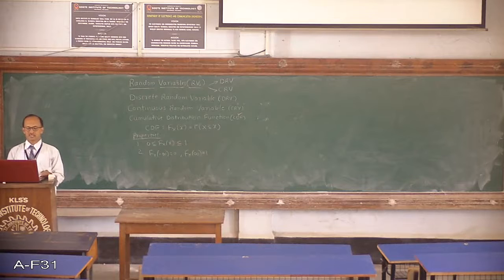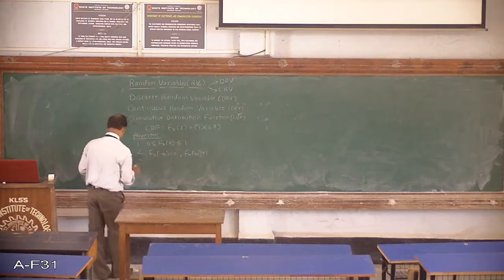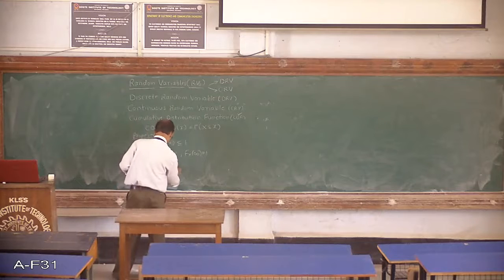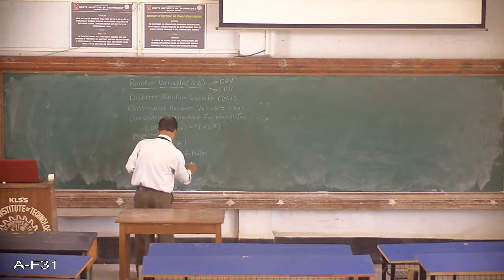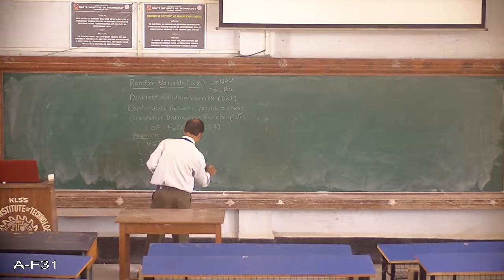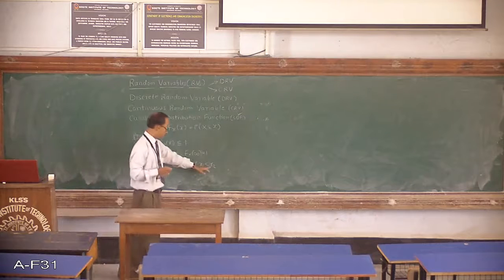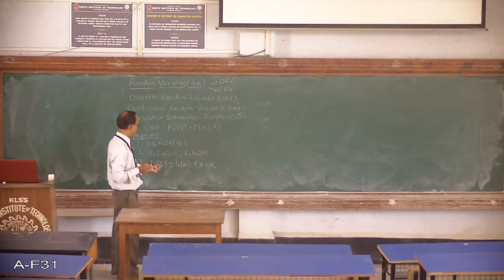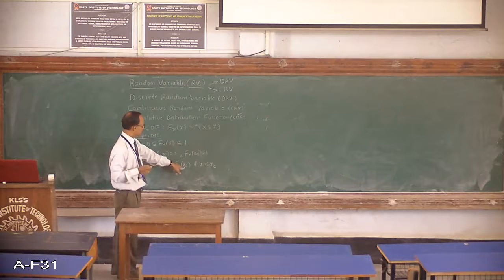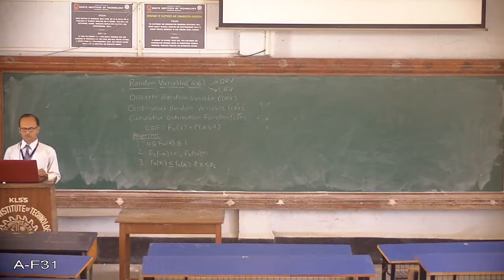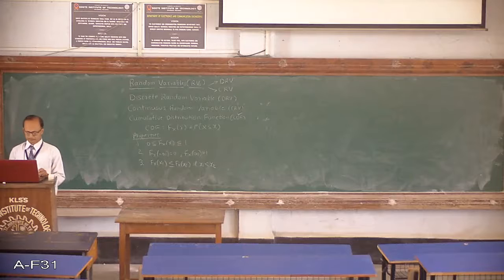Third property is CDF is a monotonic non-decreasing function of x. That means F_X of x1 is less than or equal to F_X of x2 if x1 is less than x2. Consider two values, x1 and x2. If x1 is less than x2, then F_X of x1, the CDF of x1, is less than or equal to F_X of x2, that is the CDF of x2. So that means CDF is a monotonic non-decreasing function of x.